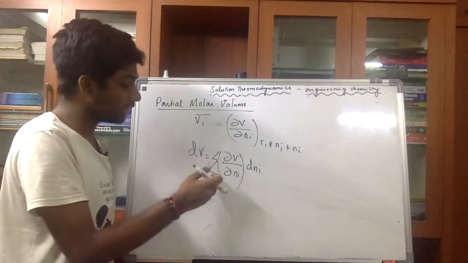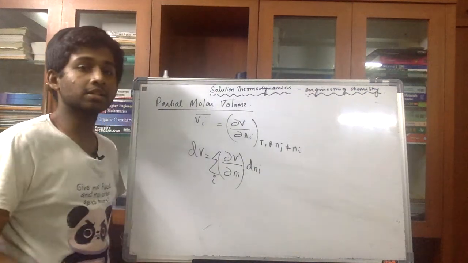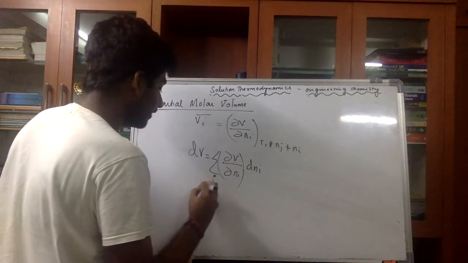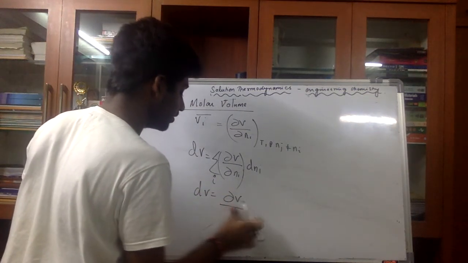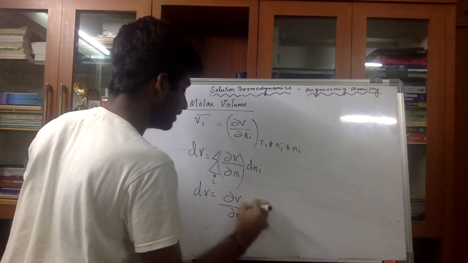So now let's put sigma here, and then afterwards let's consider a binary solution where I can write the same dV as dou V by dou Na dNa, plus dou V by dou Nb dNb, plus dou V by dou Nc dNc, and so on.